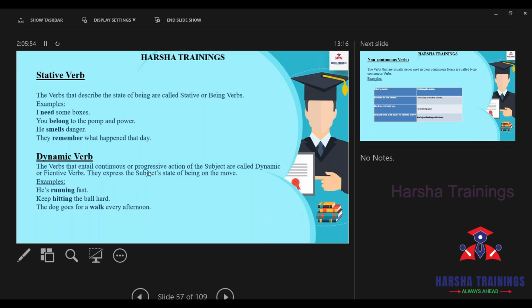Dynamic verbs give the continuous or progressive action of the subject. Okay, which are called dynamic verbs. Example, he is running fast. They express the subject's state of being here. Okay, he is running fast. How is he running? Without running, is there any meaning to the sentence? Without running, if you just say fast, there is no meaning, right?